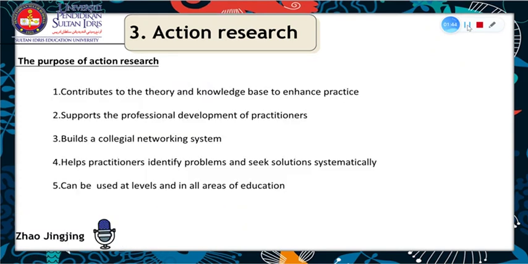Now we will talk about the purpose of action research. 1. Contributes to theory and knowledge base to enhance practice. 2. Supports the professional development of practitioners. 3. Builds a collegiate networking system. 4. Helps practitioners identify problems and seek solutions systematically. 5. Can be used at any level and in all areas of education.